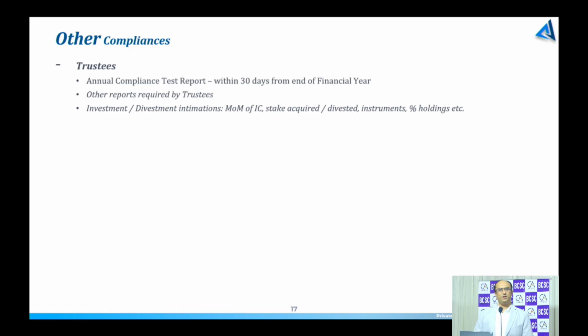Trustees, beyond SEBI reporting, because under the investment management agreement they have passed on a lot of rights and responsibilities to the fund manager for conducting the day-to-day operations of the fund. Trustees will require certain reports from you. So it's an annual compliance report that the trustee needs within 30 days from the end of the financial year. Plus, as and when you make investments or raise funds, there are certain quarterly reports that the trustee will also require.